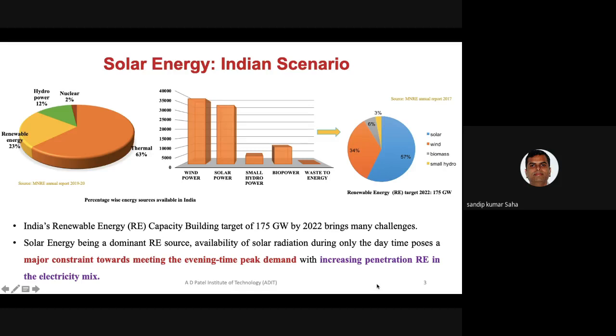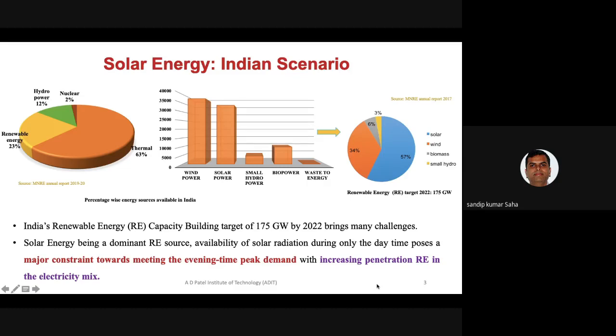So what is our Indian scenario here right now? So the report published by MNRE in 2019-20 shows that thermal energy or source of thermal energy is very high. It is something like 63% till now. So thermal energy means basically we are using fossil fuels to generate that thermal energy. Okay. Whereas the share of renewable energy is only 23% and hydropower energy is 12% and nuclear energy is very small, 2%.